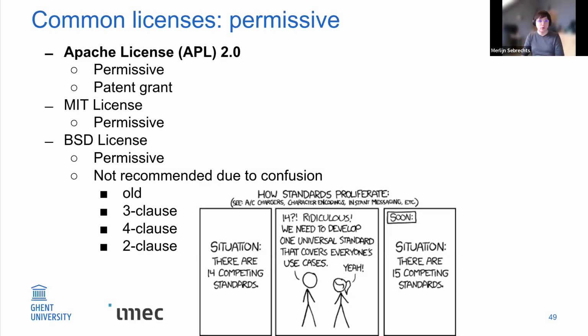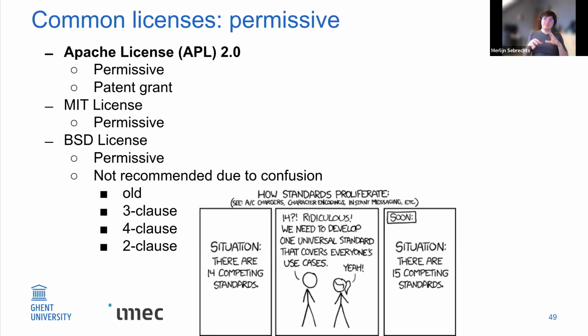Then finally, another common permissive license is the BSD license. However, I do not recommend using this license. The reason is that there is a lot of confusion about what the BSD license actually means. There are already at least 4 common BSD licenses that are all called the BSD license: an old one, a 3 clause, a 4 clause, and a 2 clause. And from a legal standpoint, there really isn't that much of a difference between these licenses. However, it creates a very confusing environment.